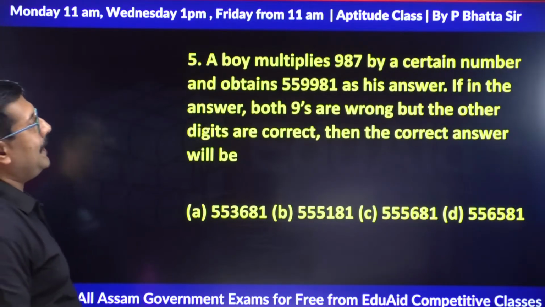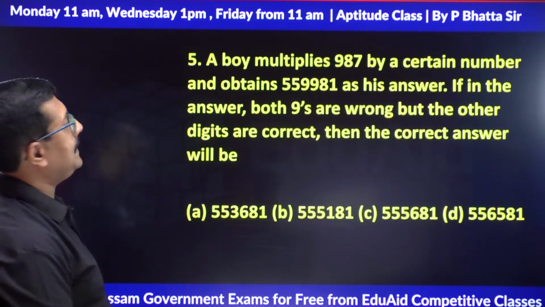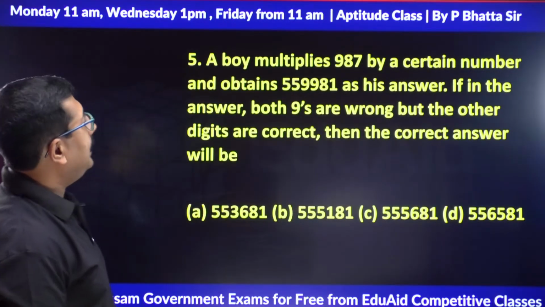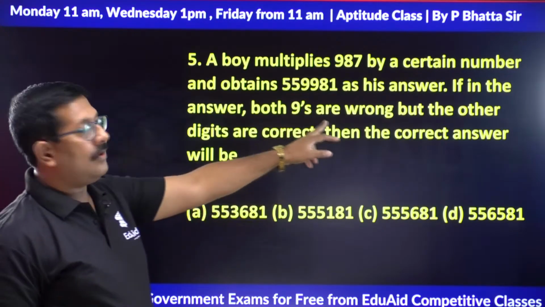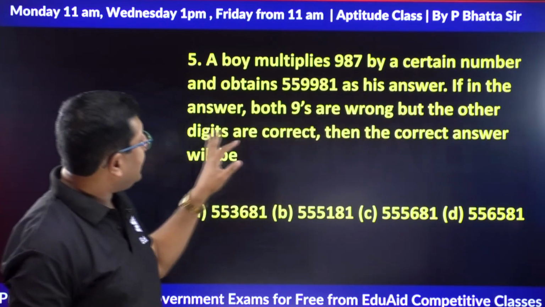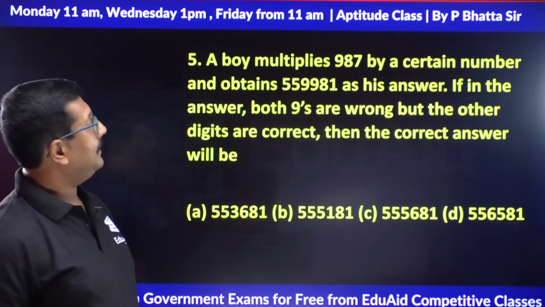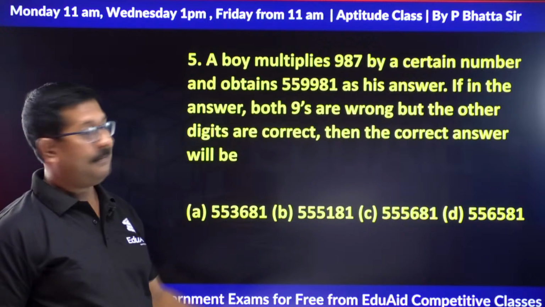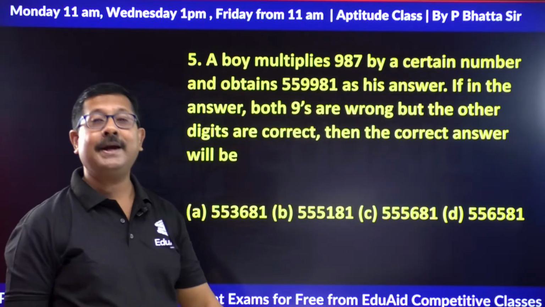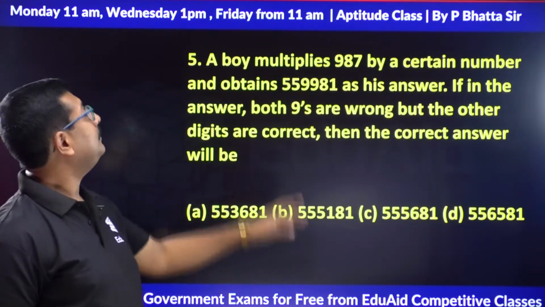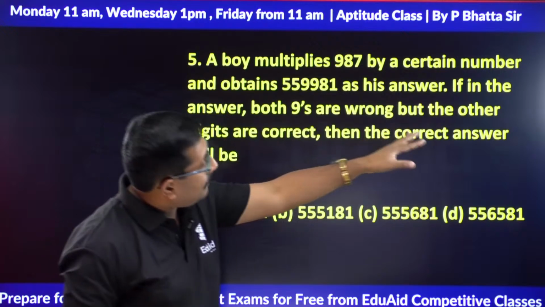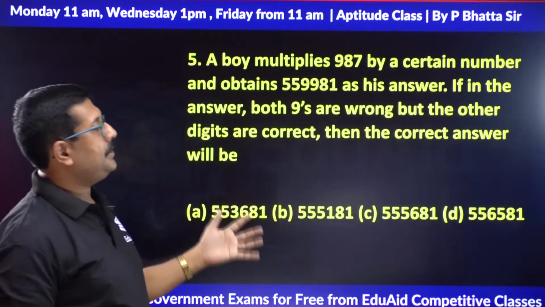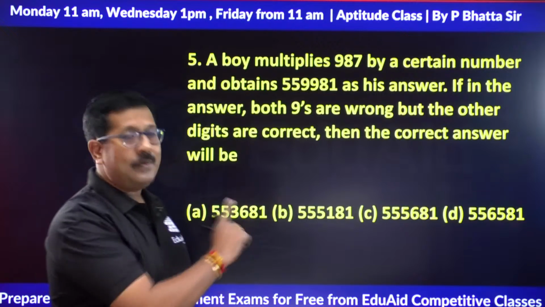A boy multiplies 987 by a certain number and obtains this as his answer. In the answer, both nines are wrong, but the other digits are correct. That means whatever answer is given, these two nines are wrong. So this is not 9, it will be some digit other than 9. Both nines are wrong, but the other digits are correct. Then which can be the correct option? First, you give a look at this question.